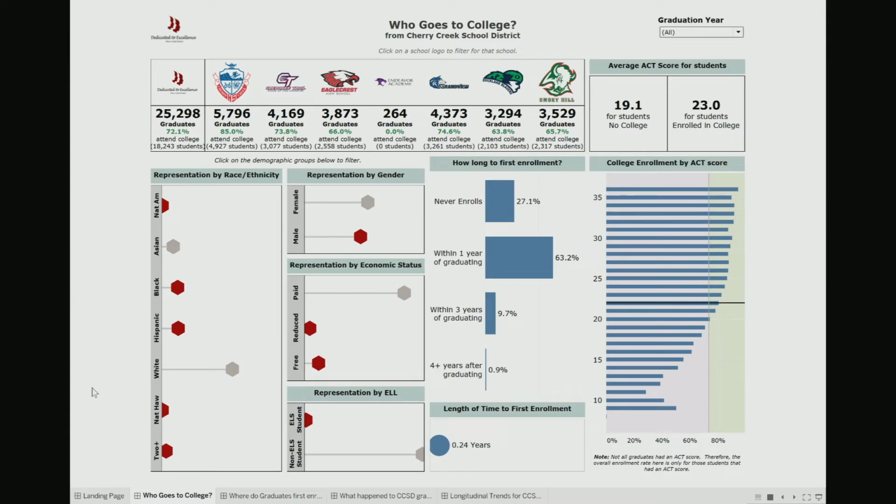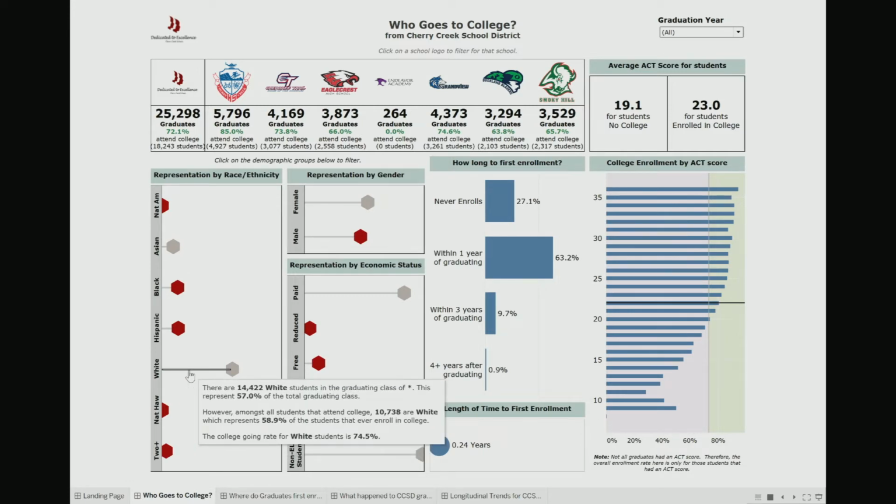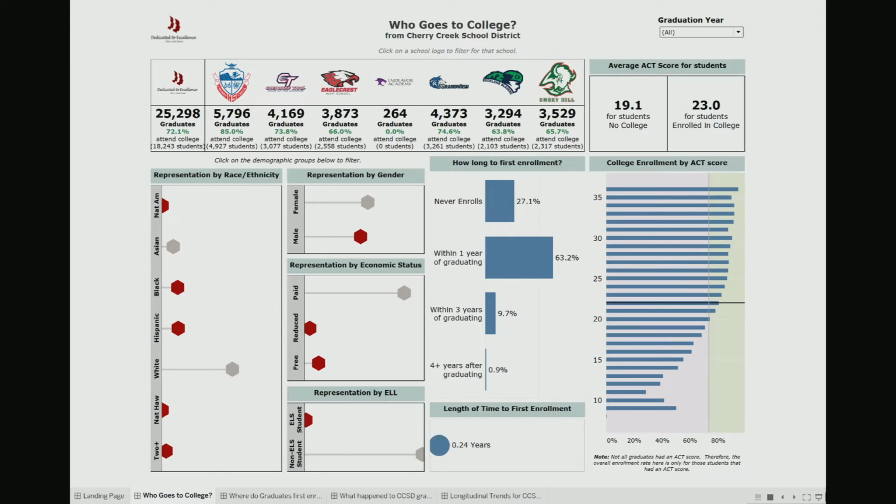Then down below on the left, what we have is representation by race and ethnicity. The bars represent the percent of students within the graduating class that fall within that demographic group. And the hexagons represent the percent of students within the kids that attend college that fall within that demographic group. Red hexagons represent underrepresentation, and gray hexagons represent overrepresentation.